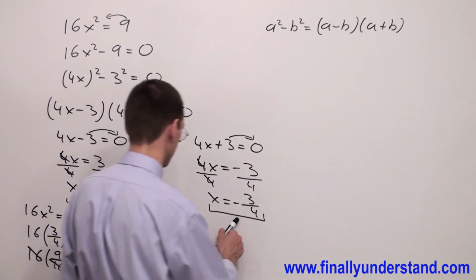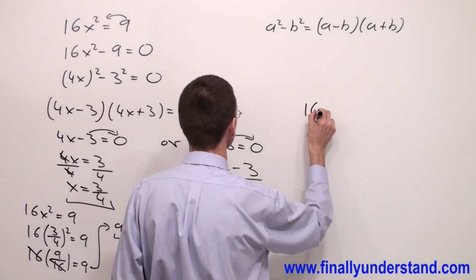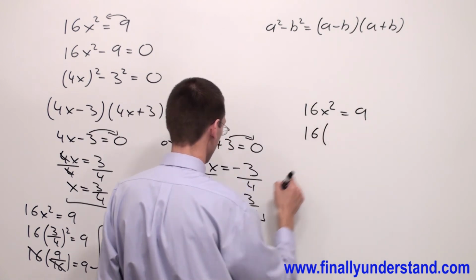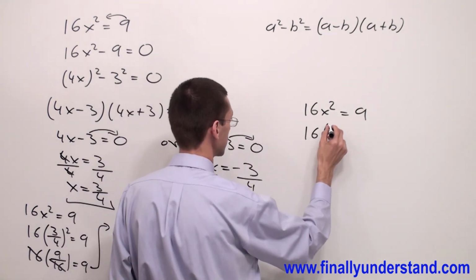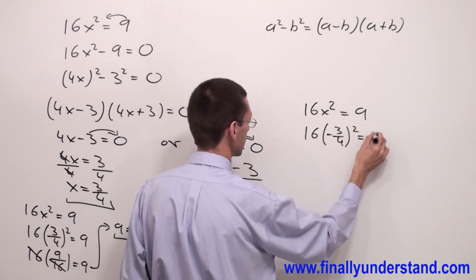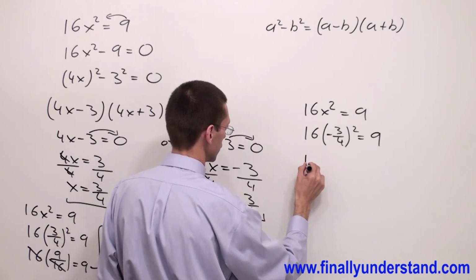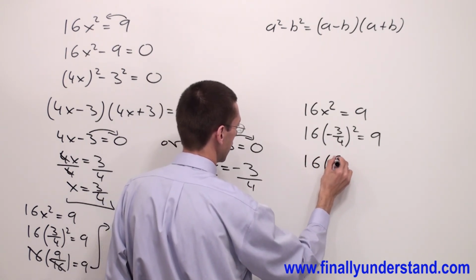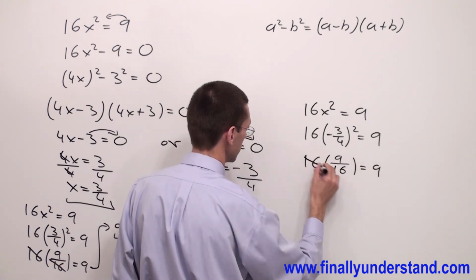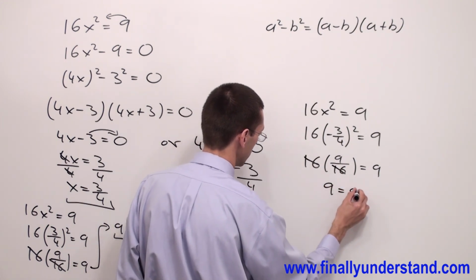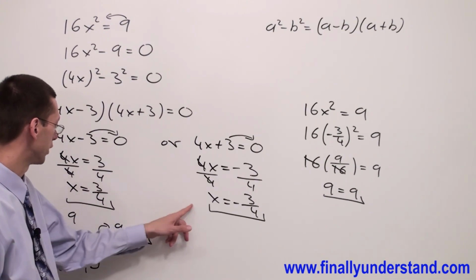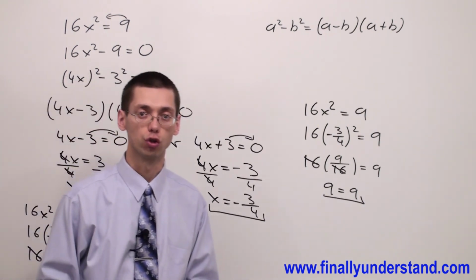Let's take a look at the second answer. We have again 16x squared equals 9. We have 16, and I have negative 3/4 instead of x, to the second power equals 9. So this is 16 times 9 over 16 equals 9. 16 and 16 will cancel out. 9 is equal to 9. This is also a correct answer. So we can say that these two values of x are the correct solutions to my problem.